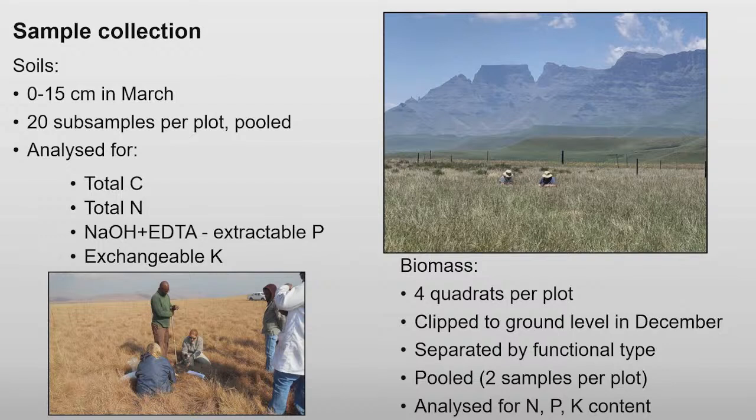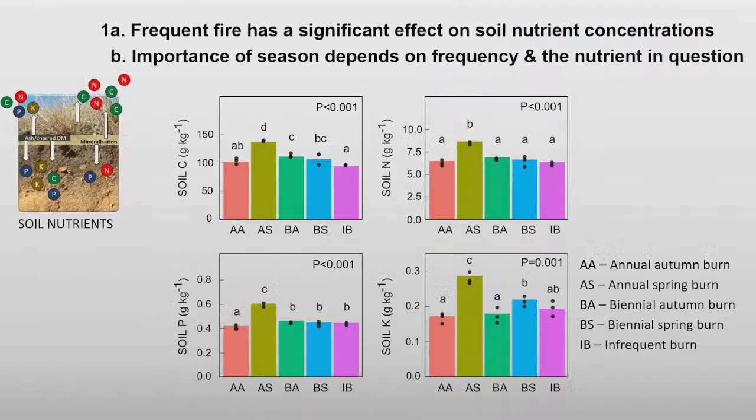So we collected soils to a depth of 15 centimeters, and those samples were pooled and analyzed for carbon, nitrogen, phosphorus, and potassium. And biomass was collected at the height of the growing season. The green material was separated by functional type, and they were analyzed for N, P, and K. So, to the results.